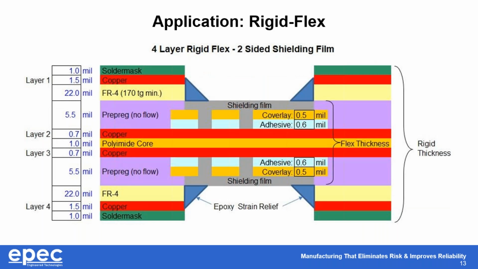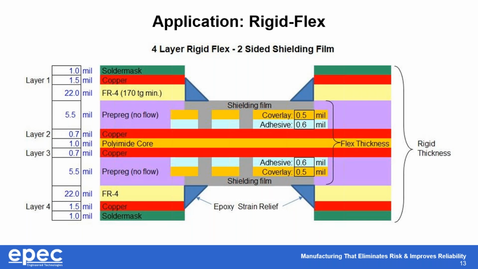And this last application, and this is an important one because we're seeing this more and more, is shielding in rigid flex designs. Shielding films are easily applied to rigid flex. The shielding film is applied specifically only in the flexible area. It connects to the ground nets of layers 2 and 3 in this example through the openings in the cover lay that we previously discussed.